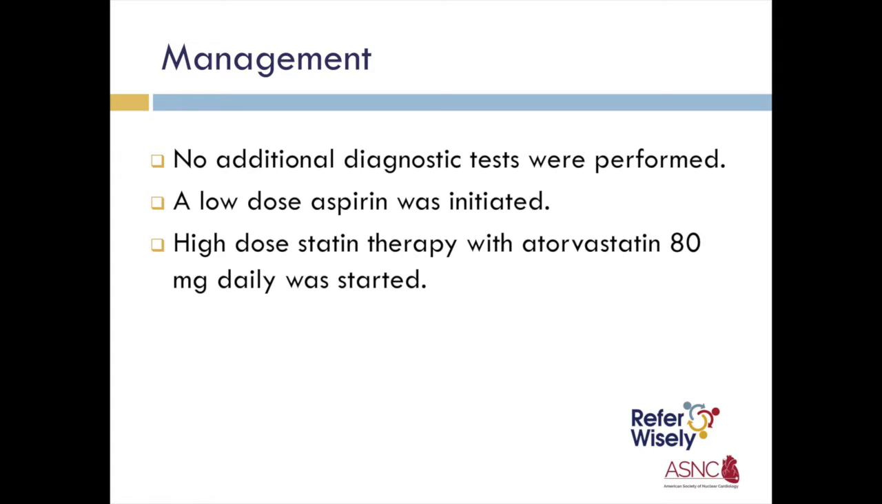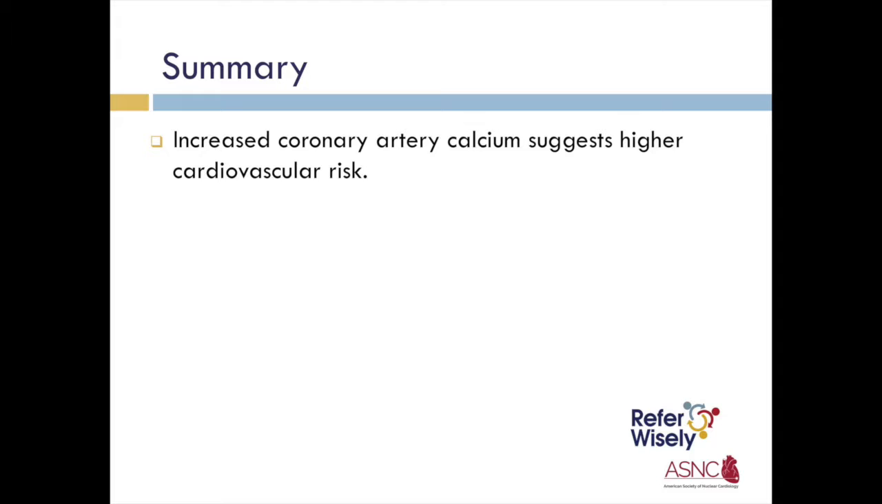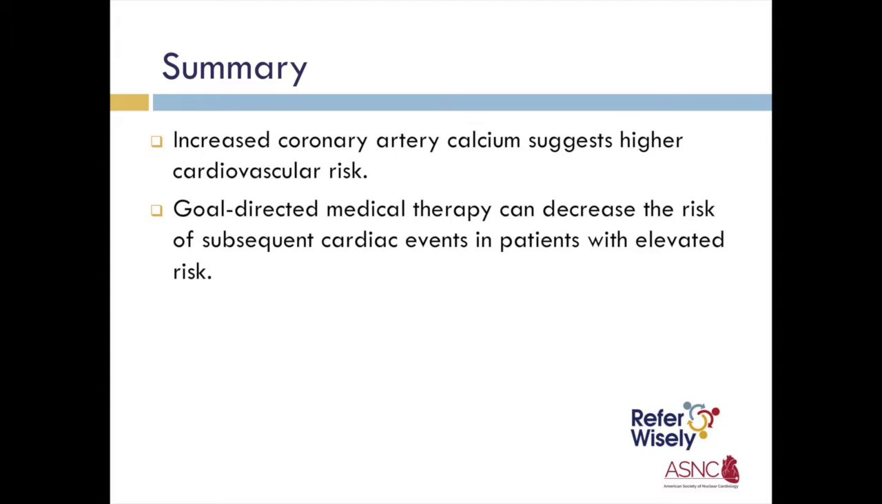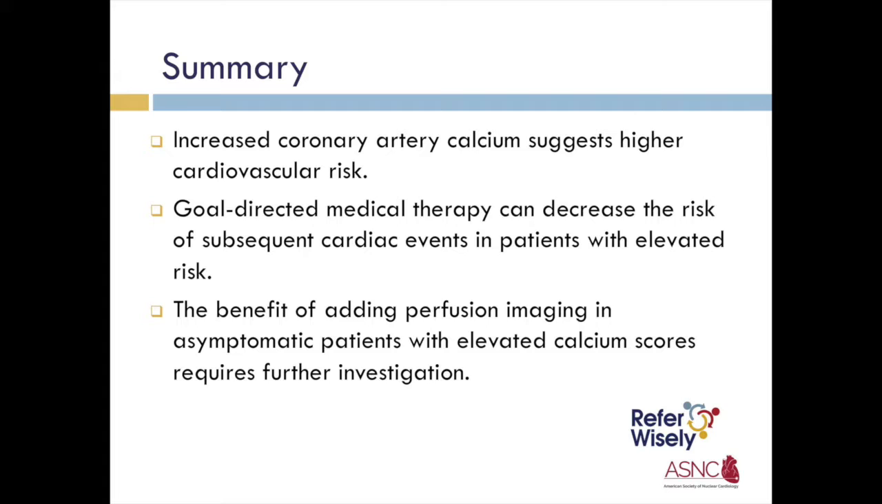Bringing all this together, it's important to know that increased coronary artery calcium does suggest a higher cardiovascular risk, and that there's certain goal-directed medical therapy that can decrease the risk of subsequent cardiac events in patients with this elevated risk. The benefit of adding perfusion imaging in asymptomatic patients with elevated calcium score requires further investigation, and that's why it has the maybe appropriate indication under the appropriate use criteria. But testing with treadmill testing alone has been shown to help in risk modification or determination.